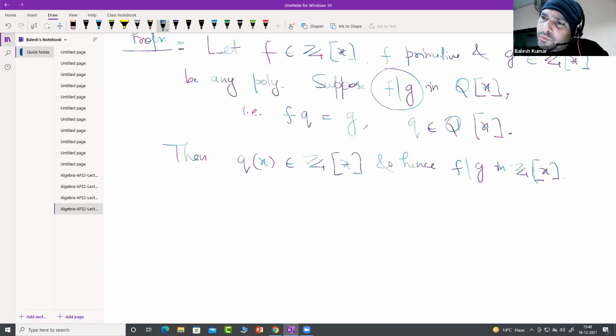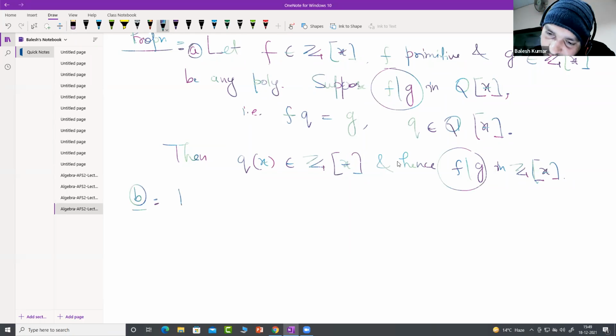So this is the proposition, and let me just write this first part. If you have a primitive polynomial and another polynomial with integer coefficients, and you know that the divisibility is there inside Q[x], then this proposition says that in fact this divisibility is inside Z[x] also.